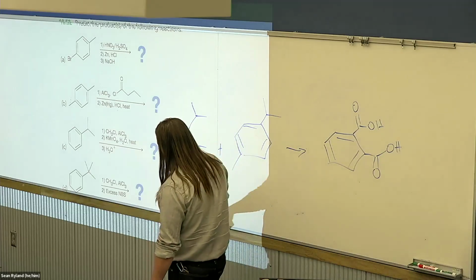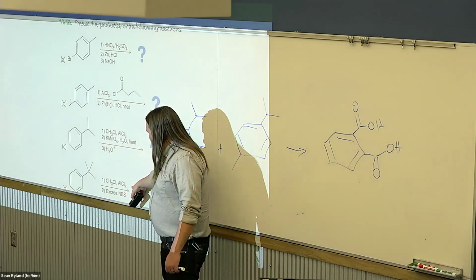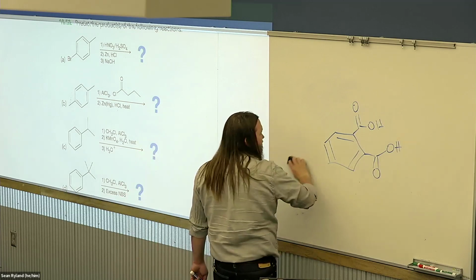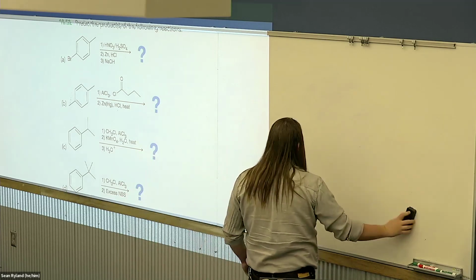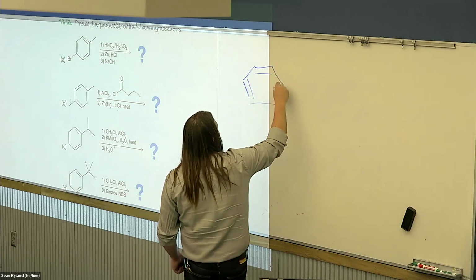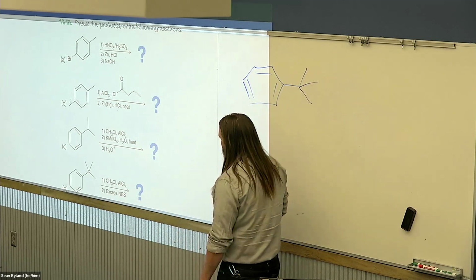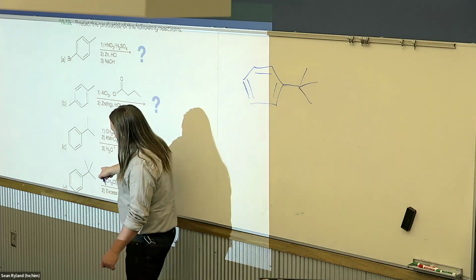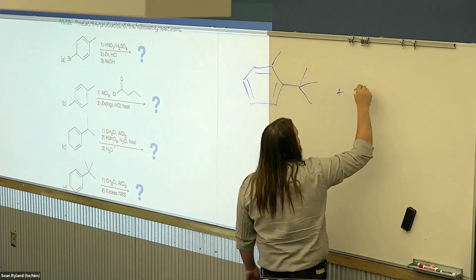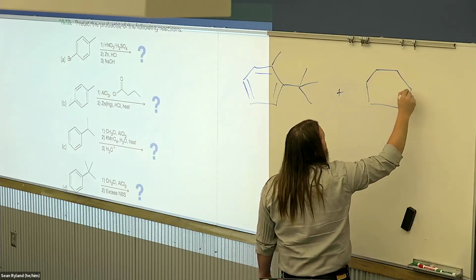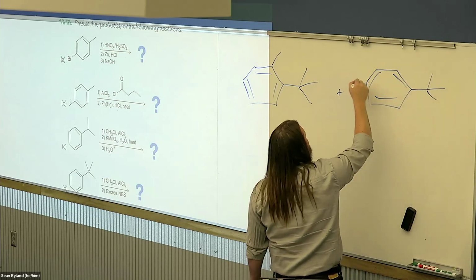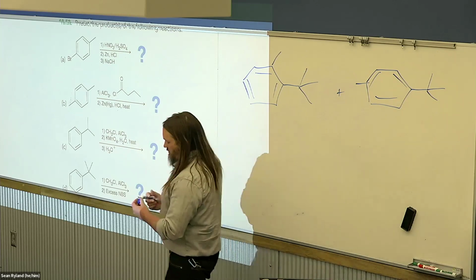And then last but not least, another Friedel-Crafts alkylation followed by NBS. So the Friedel-Crafts alkylation is going to give us, so ortho-para director, so again, 2 isomers.